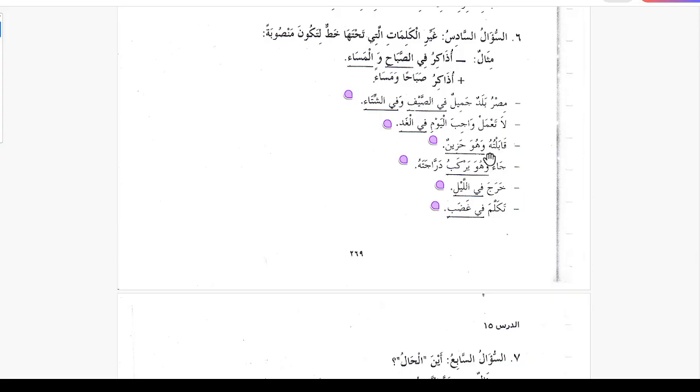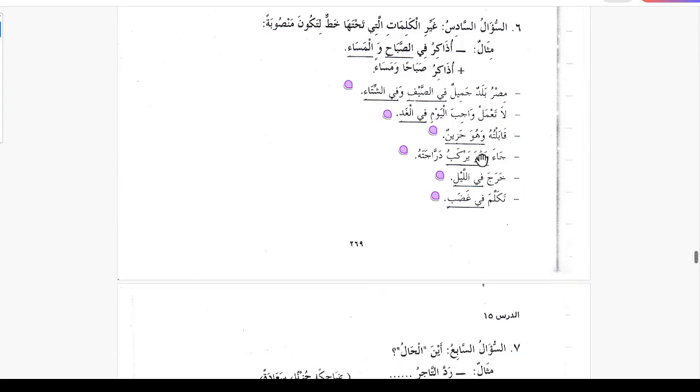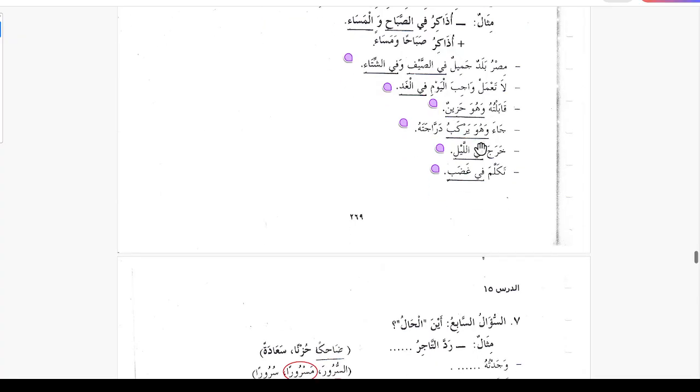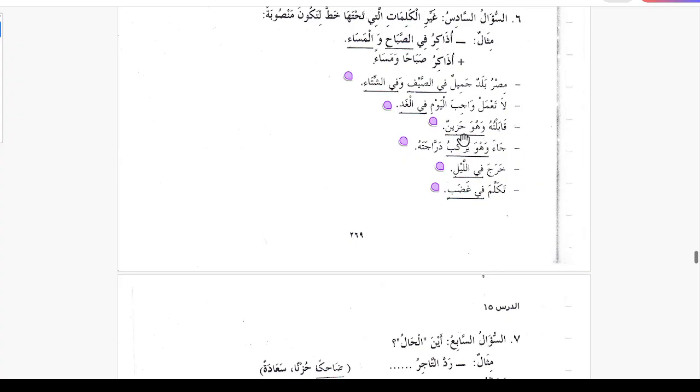Ka baltuhu wa huwa hazinun. He met him. We can simply say wa huwa hazinun, we can change that to hazinan. He met him hazinan, while he was upset. So hazinan is as a hal. He met him when he was upset.